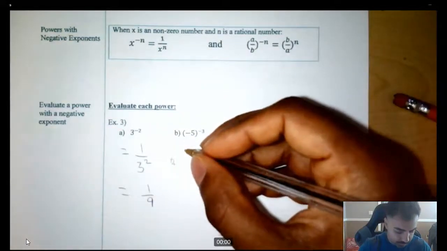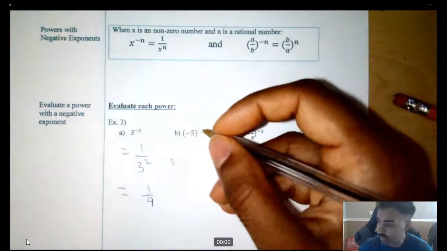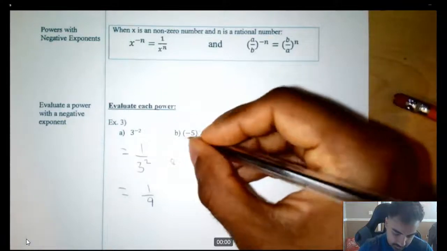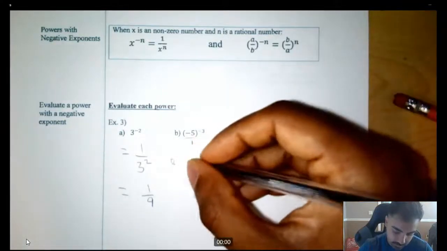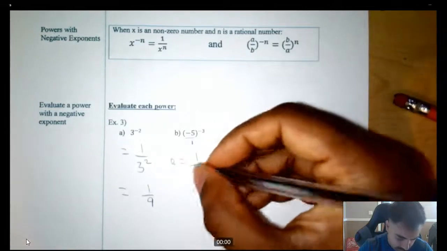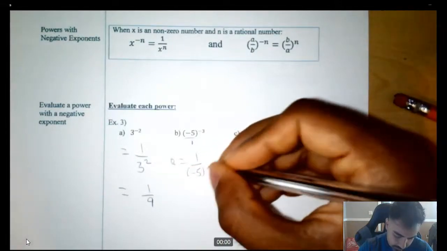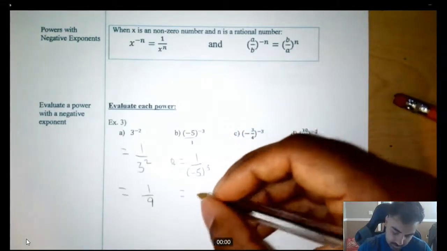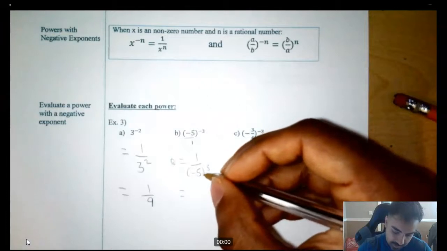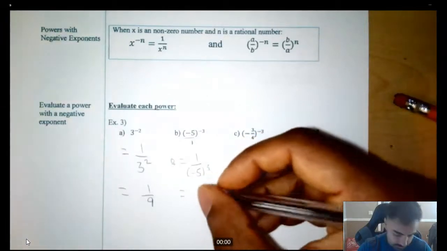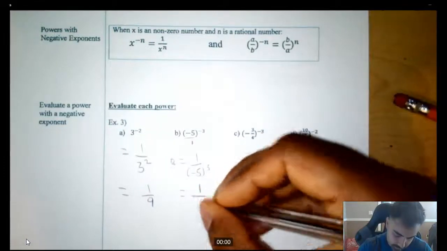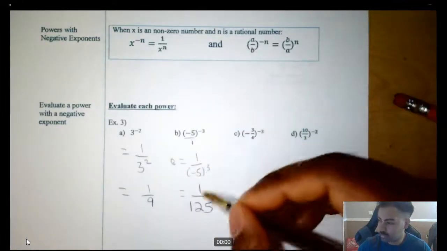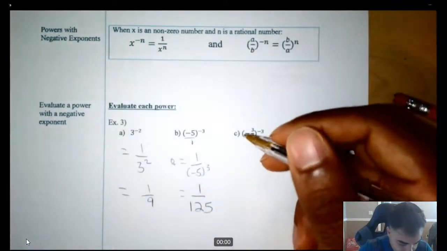Part 2 or B. Negative 5 to the power of negative 3. Okay. So again, the reciprocal is just flipping it around. So this is over an invisible 1. So you can write down 1 over negative 5 to the power of 3. And then you can write down what's negative 5 to the power of 3. So negative 5 times negative 5 times negative 5 will give you negative 1 over 125. Okay, it's kind of bright. I'll try writing a little bit harder so you can see.